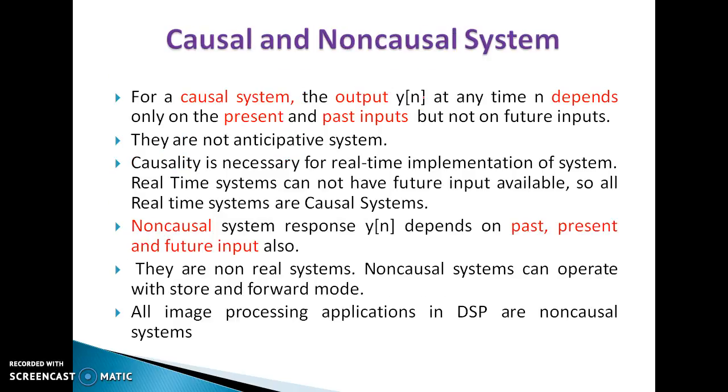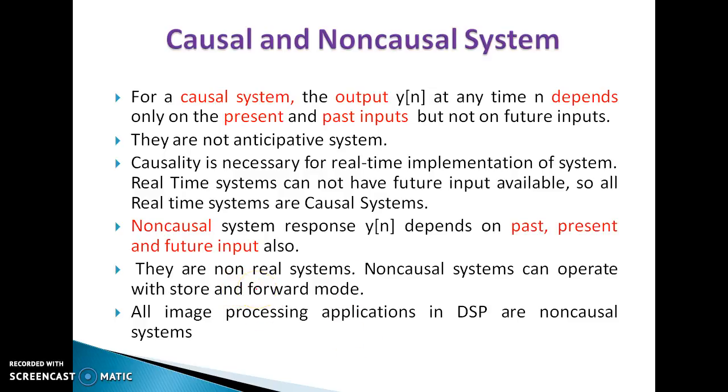Causal systems are systems whose output at any time depends on the present and the past inputs, but not on the future inputs. They are not anticipating. Causality is necessary for real-time implementation. But non-causal systems depend on the present, past and also the future inputs.